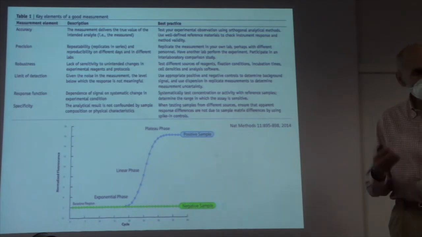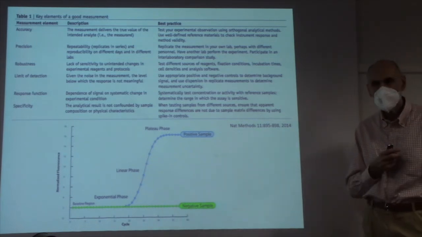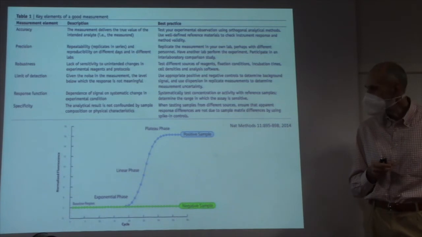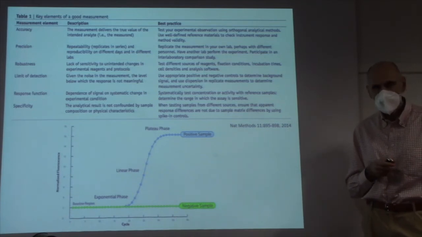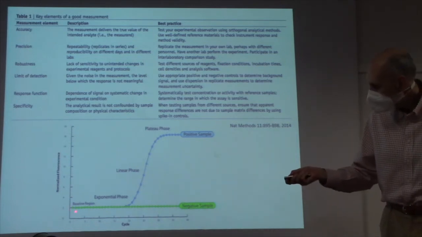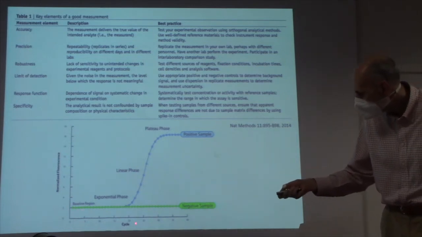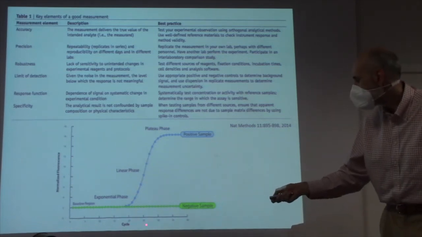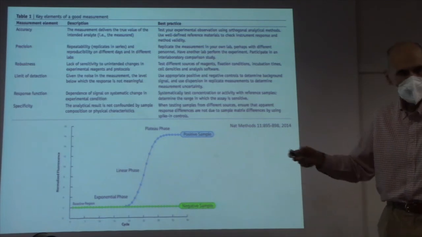So the more newly amplified DNA you have, the higher the fluorescence produced. And so you measure the fluorescence of the solution at every cycle. First cycle, second cycle, third cycle, 20th cycle, 25th cycle, etc.